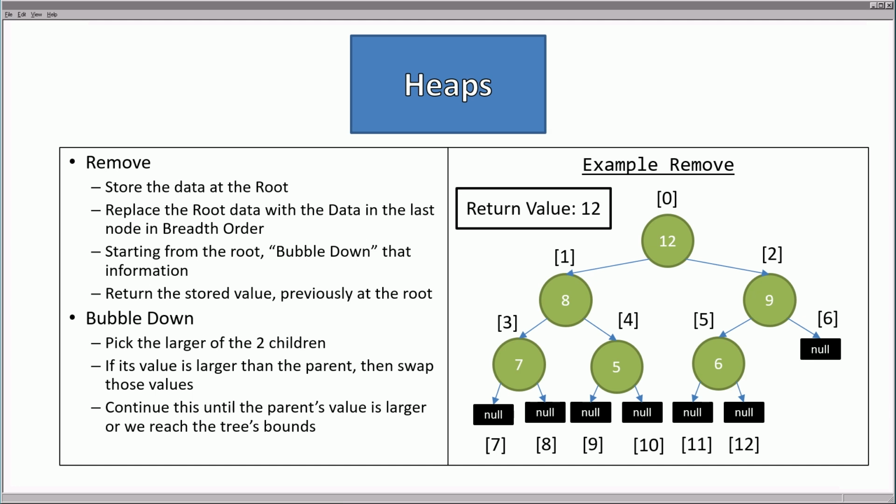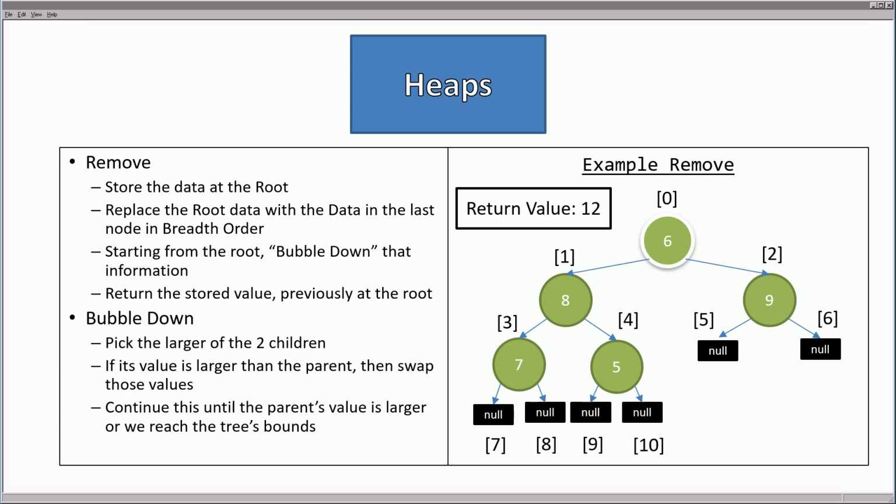Now what we have to do is scan through in breadth order, in other words by the rows, until we find the last value. We have to replace the root with this value. So once we know that that is the last value in breadth order, the root becomes that value. Now as we can see, this is no longer a max heap. So now what we must do is bubble down to ensure that we maintain the integrity of the heap.